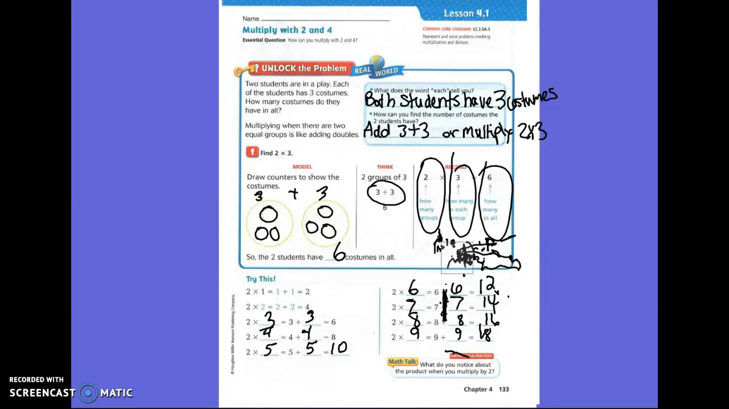10 plus 10. 2 times 100. It's just adding 100 plus 100. What's 100 plus 100? 200. So 2 times 100 equals 200. Okay? 2s are very easy to do, right?